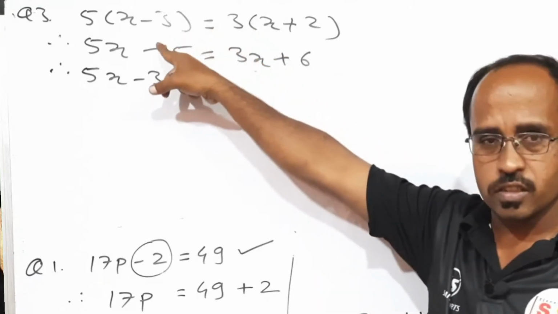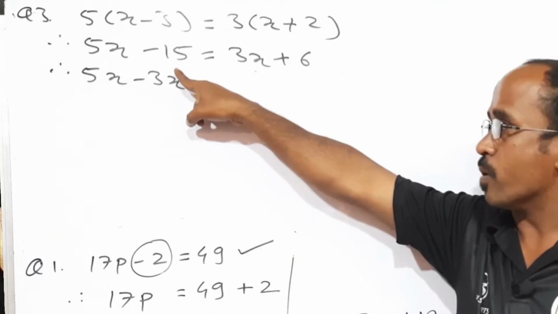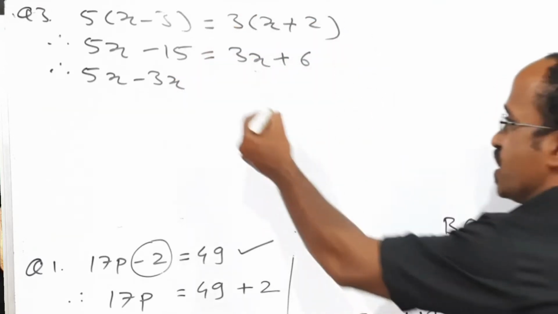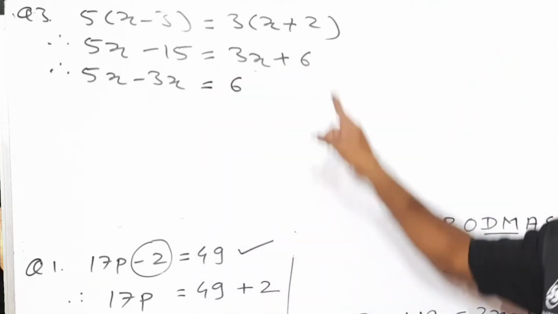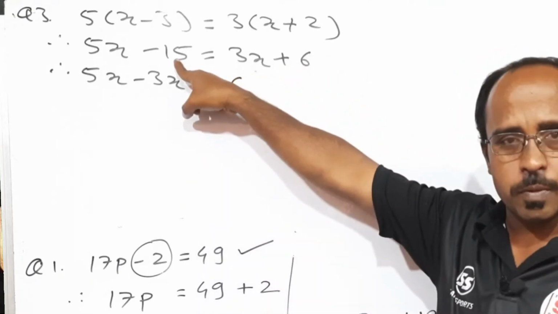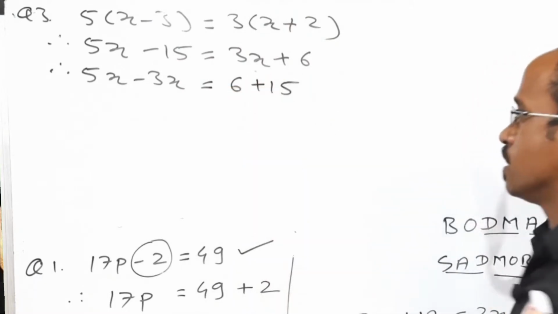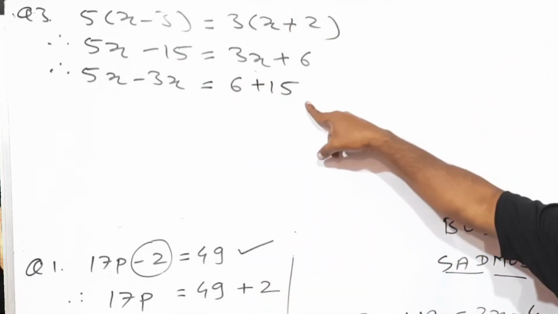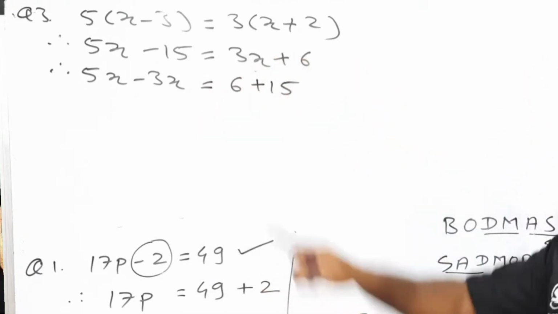As 3x had changed its side, this minus 15 also can change its side from left to right. So after changing side, this plus 6, which is not changing the side, will be as it is. This minus 15 after changing side will become plus 15. Got it, students? What have I done? I have completed two operations in one step.